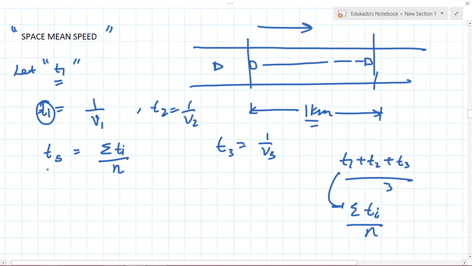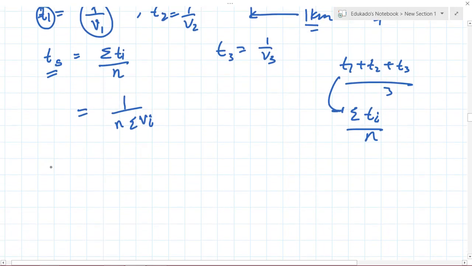So this is the average travel time, and I am calling it Ts. Ts equals sigma Ti upon n, and in terms of V I can write it as 1 upon n times sigma of 1 upon Vi. This is the term that I will use. So Ts equals sigma Ti divided by n, which equals 1 upon n staying over there, and in place of Ti I will replace with 1 upon V1, that is, sigma of 1 upon Vi.